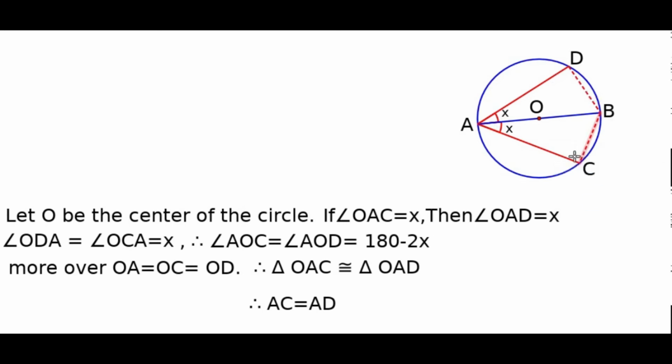We can tell these two triangles are congruent because this one is 90, this one is 90. Therefore this angle will be 90 minus x, this will be 90 minus x. And so when we consider these two triangles, this side of the triangle and two angles on that side are equal to those of the other triangle. Hence these two triangles are congruent, meaning AC and AD are equal.